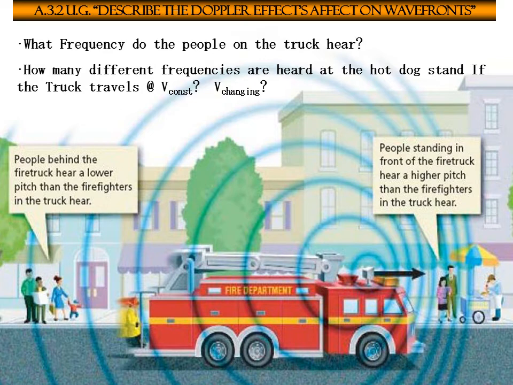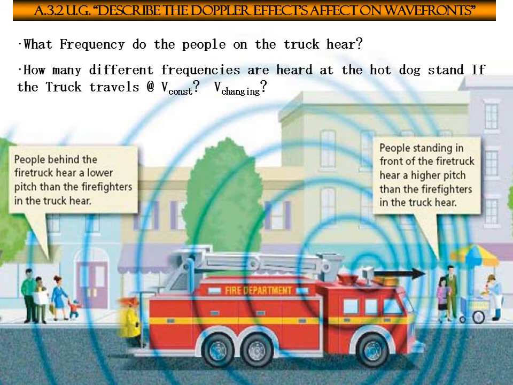So as the truck approaches, they hear a higher pitch. And that higher pitch stays a constant higher pitch. It's not continually getting higher and higher. It's one and only one higher frequency they hear until the truck meets up with the position of the hot dog stand. Now, when it's at the same position as the hot dog stand, they'll hear the actual frequency emitted by the siren. That's the same sound that the driver on the truck would hear because they're traveling with the fire truck. So now they're hearing a second pitch.